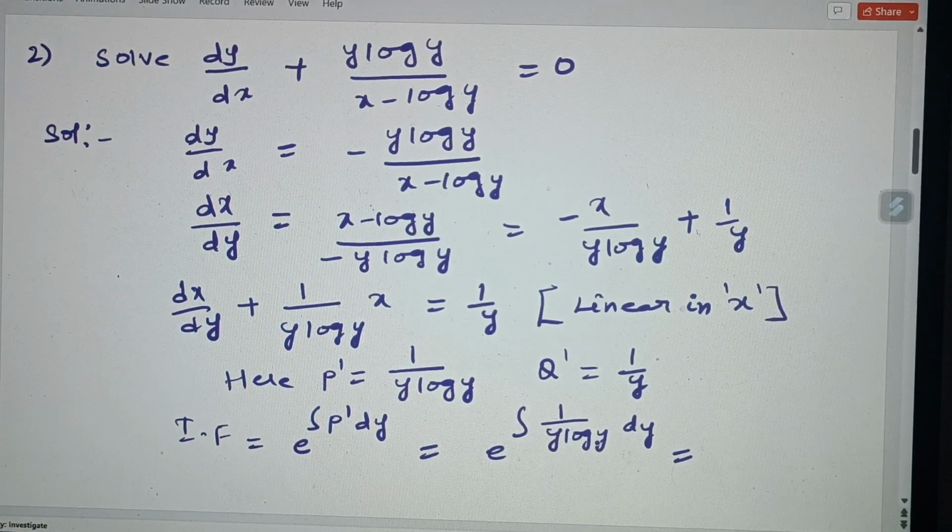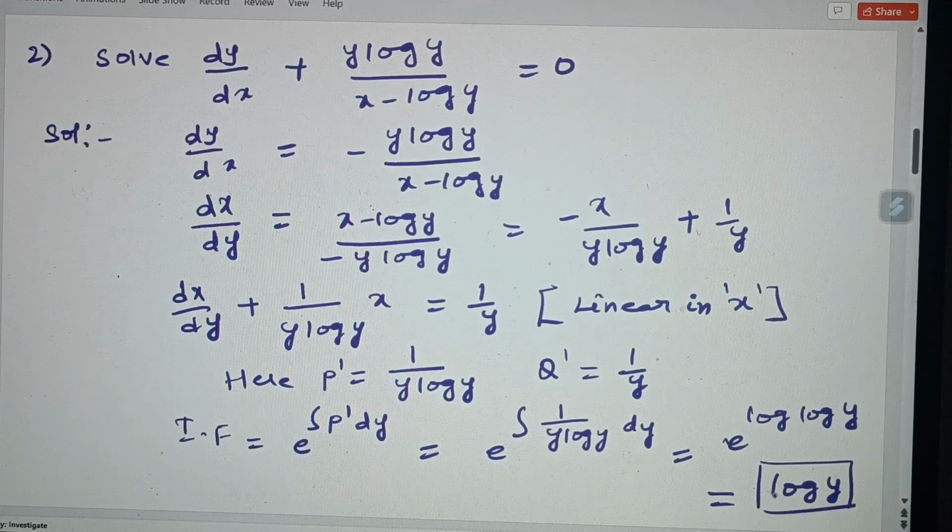If you put log y is equal to t, then 1 upon y dy will be equal to dt. So e raised to integral 1 by y log y dy can be written as e raised to log of log y. Then you get the integrating factor as e raised to log of log y. What is the value of this, students? It is nothing but log y. So the integrating factor has the value log y.